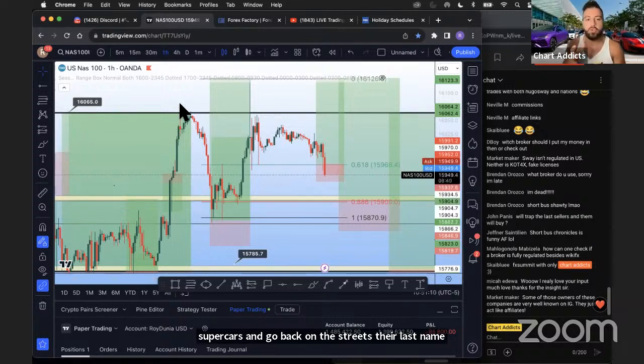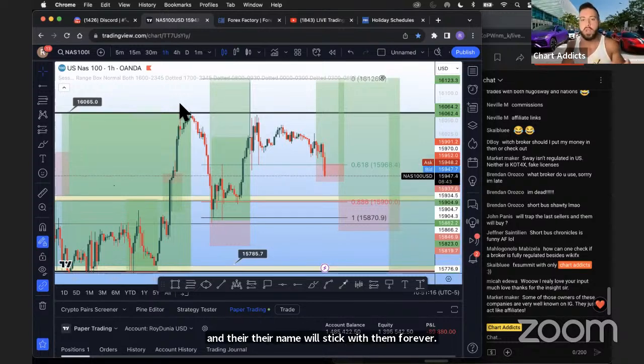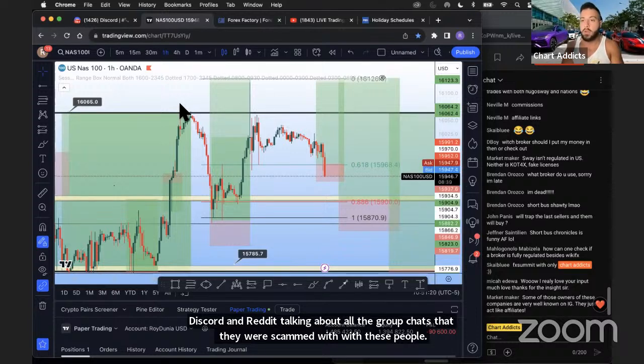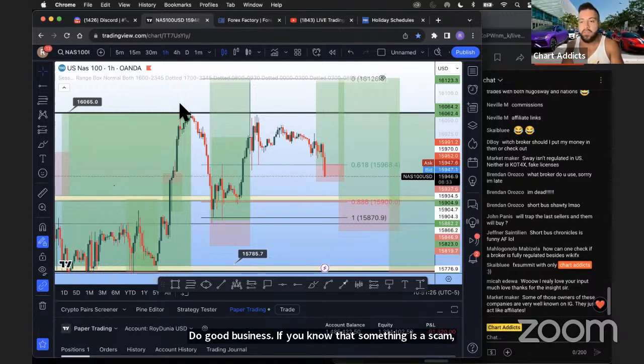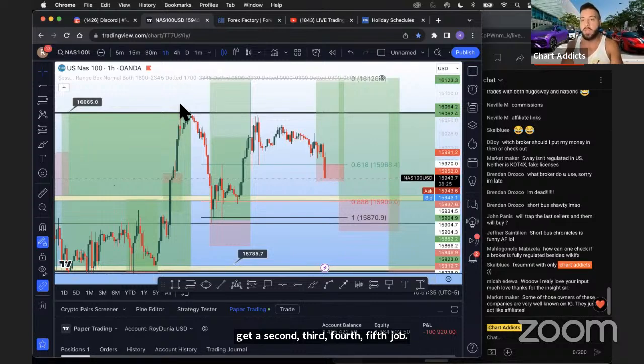People will be in these group chats on Telegram and Discord and Reddit talking about all the group chats that they were scammed with these people. Lawsuits will ensue. Keep your fucking name clean, y'all. Do good business. If you know that something is a scam, I don't give a fuck how broke you are. I don't give a fuck if you can't eat. Suck it up and go get a second, third, fourth, fifth job. Do not push scam platforms because it will come back to bite you in the ass.